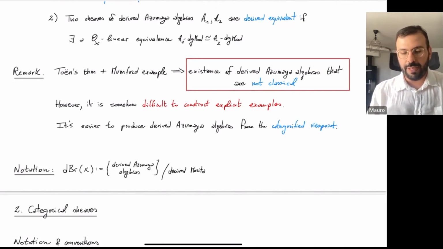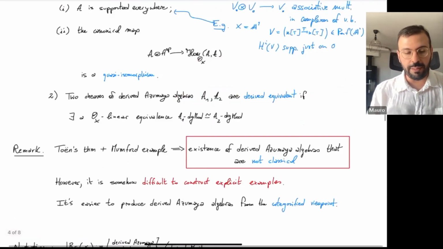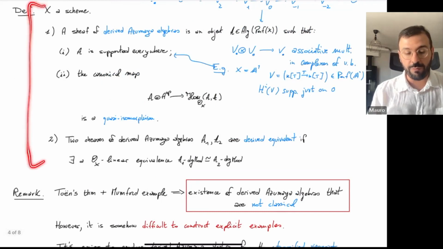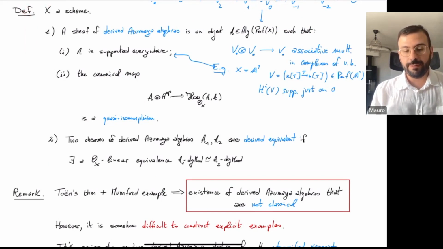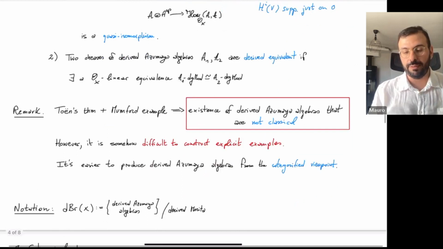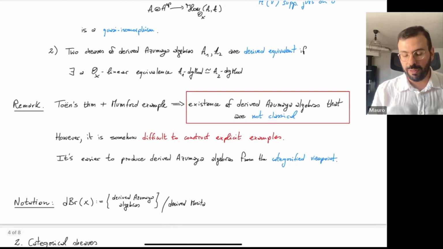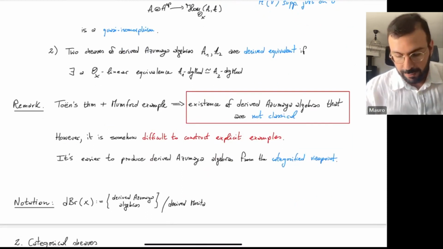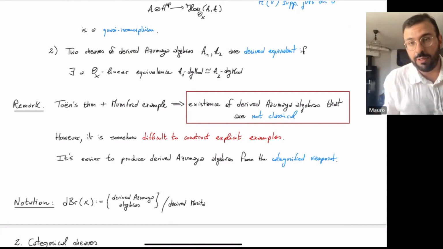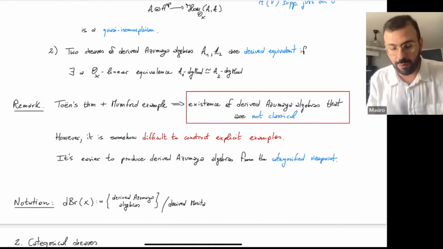And the point is that actually Toën provides a different definition, a different construction of Azumaya algebra that turns out to be equivalent by a non-trivial theorem to this one, but it is more categorified in nature. And this categorified point of view produces objects that are easier to construct and easier to manipulate and so on. And so this is what I'm going to do now, review this categorified viewpoint.